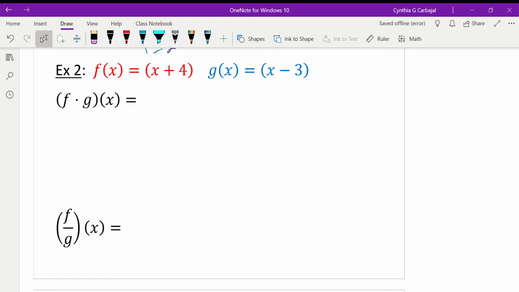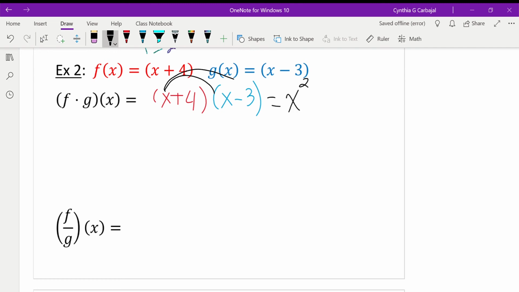Example 2. Same thing, we're going to multiply, and then we'll divide. So let's multiply the f function times the g function. I'm going to do the little rainbow method because that's what I like. So x times x will give me x squared. Then x times negative 3, negative 3x. Then I'm going to move on to the 4. 4 times x, positive 4x. And 4 times negative 3, negative 12.